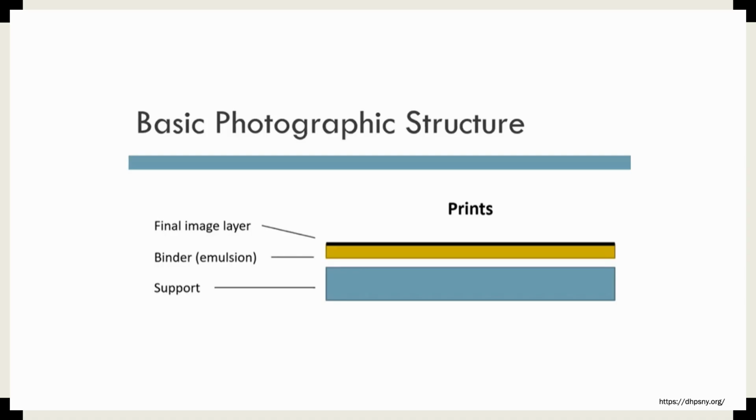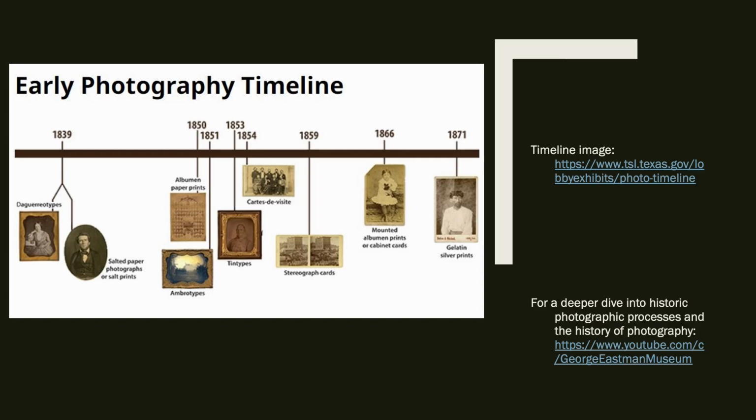Because there are a variety of photographic formats you may find in your personal collections, there are differing rates of deterioration and they have varying preservation needs. Photography was introduced in the 19th century. This timeline shows the earliest and most popular formats, many of which we will discuss. If you would like to take a deeper dive into the history of photography, the George Eastman Museum YouTube channel has a series of videos about the various photographic processes.